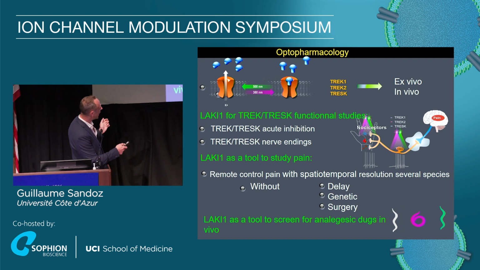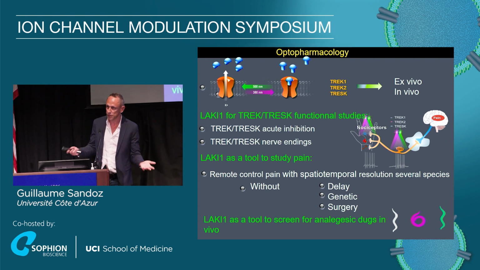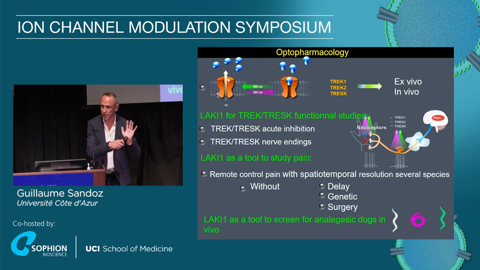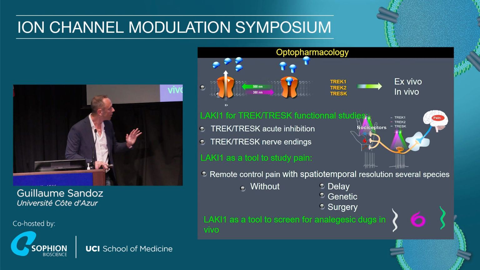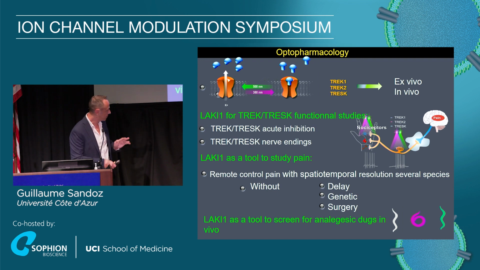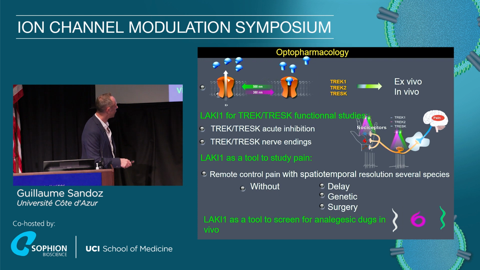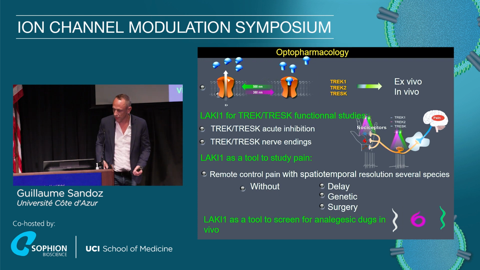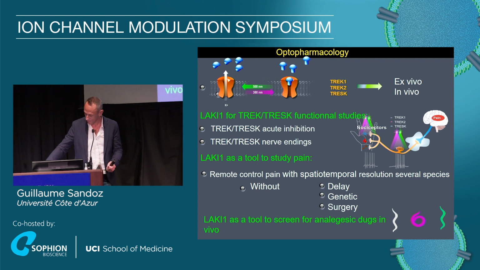And this is without any delay, meaning you don't have any housing: you receive the animal, you inject it, it's done. You can work without any genetics, because there is no genetic inside, and without any surgery, because it's just an injection. And in addition, we propose also to use this tool to develop a high-throughput screening test using a whole animal.